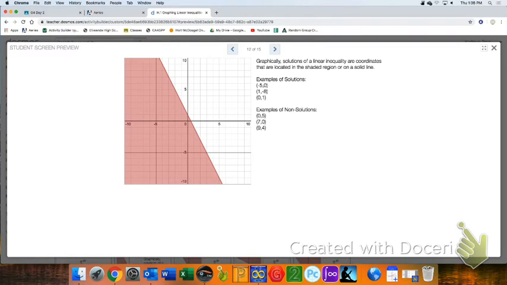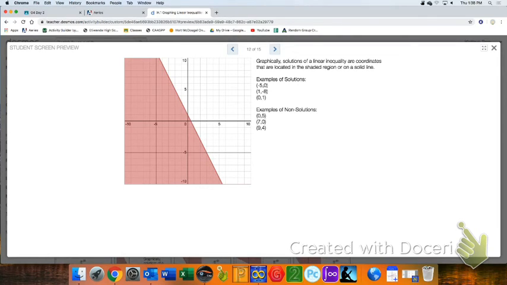Okay? Same thing with 1, -8 down there. Yeah? 0, 1. Why is 0, 1 a solution? Because it's on the solid line. On a solid line is a solution. On a dotted line, not a solution. So non-solution, 0, 5, that's in the white area, so it's not a solution. 7, 0, also in the white area, and 9, 4, also in the white area.